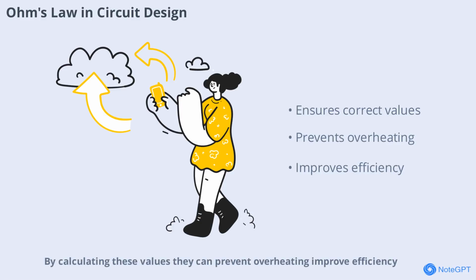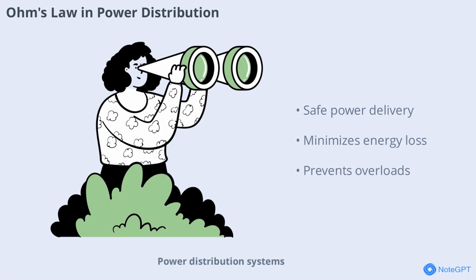By calculating these values, they can prevent overheating, improve efficiency, and extend the lifespan of devices. Ohm's law is a foundational tool in the design process, guiding the selection of resistors, wires, and power sources. Power distribution systems, like those that deliver electricity to homes and businesses, rely on Ohm's law for safe and efficient operation. Engineers calculate the right wire sizes and transformer ratings to minimize energy loss and prevent overloads. This ensures that electricity is delivered reliably and safely to where it's needed most.